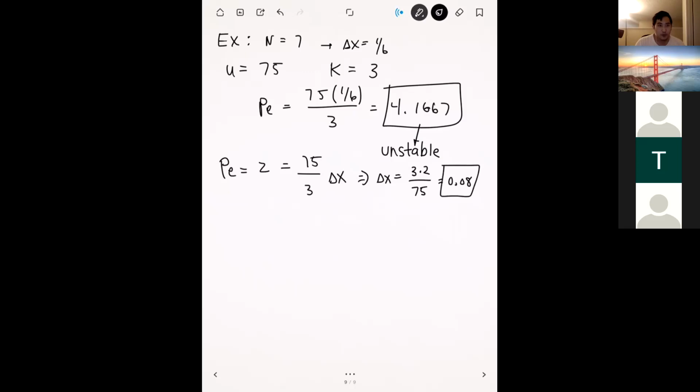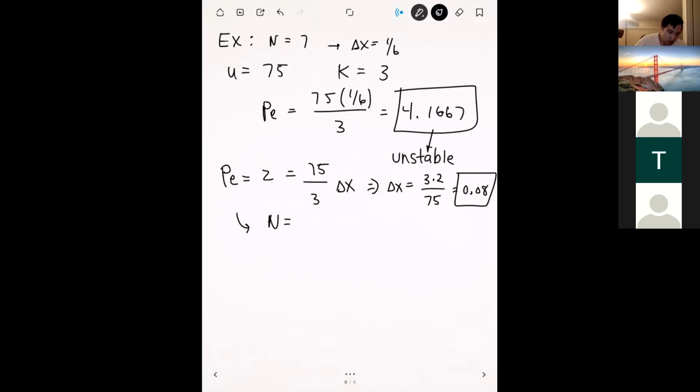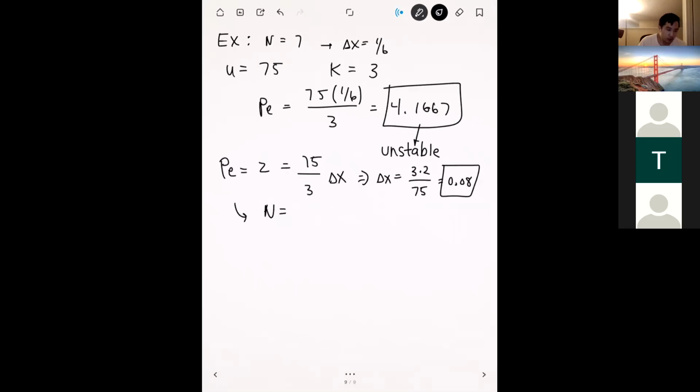And so if your number of grid points in your domain is such that your grid spacing is 0.08, then you'll have a stable solution. If you actually do that for our domain here, which has a length of 1, that means if you set n equal to, well, you can't do 12.5, so let's do 13. If you set n equal to 13, what you'll see is that your solution will be stable.